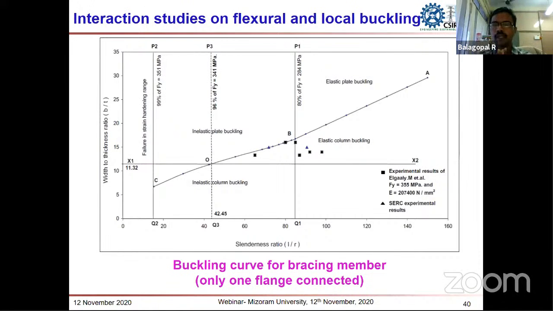The b/t ratio mentioned in our code is based on this interference. That is 12. Our code, IS 802, mentioned the b/t ratio as 12. That is figured out based on the experimental and theoretical investigation that we have conducted at our SERC.